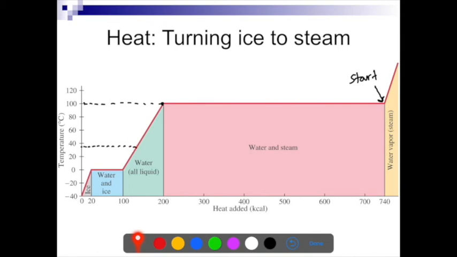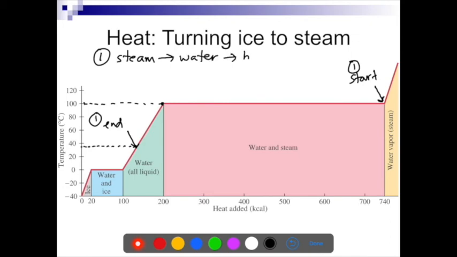Remember that if you have two objects that are in contact with each other and one object is hotter than the other, energy is transferred from the hot object to the cold object until both objects have the same temperature, or until both objects are in thermal equilibrium. So this now will be the end point for the first scenario. So that's the starting point for the first scenario, and that's the end point for the first scenario.